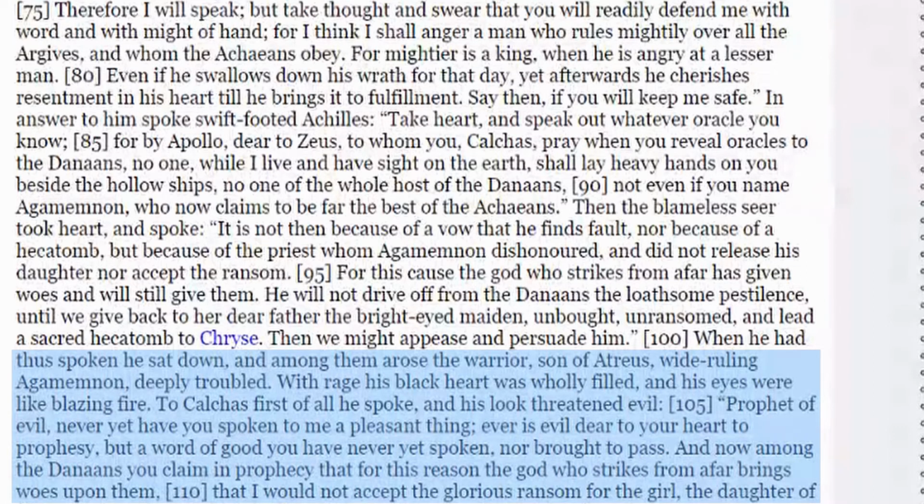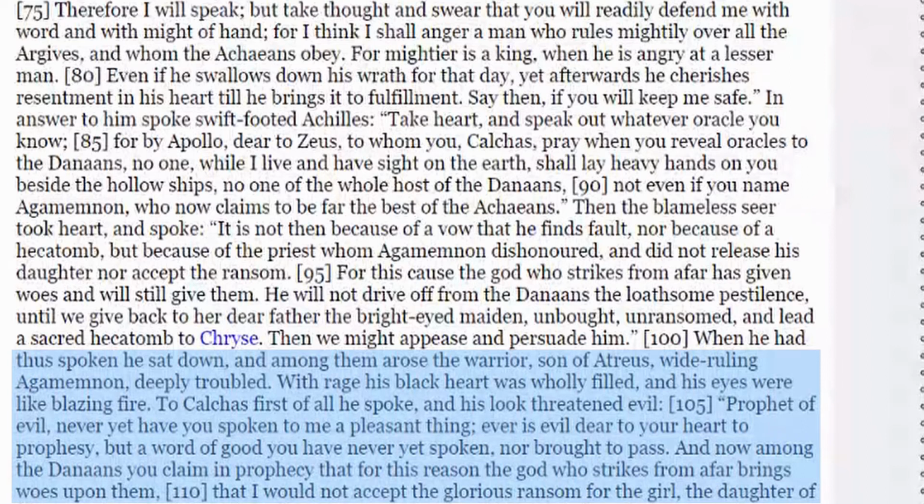He's the leader. And then on top of that, Achilles has challenged him, and he naturally would probably just want to kill this guy for calling him out as he did. But Achilles has given him surety, so he doesn't dare do that. So his honor is directly assaulted. He can't do much about it. The reaction is rage. He gets up full of rage. With rage, his black heart was wholly filled, and his eyes were like blazing fire.